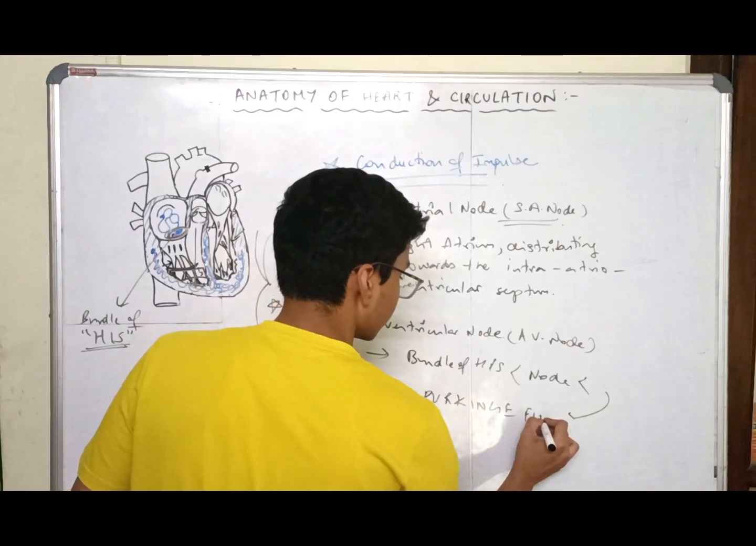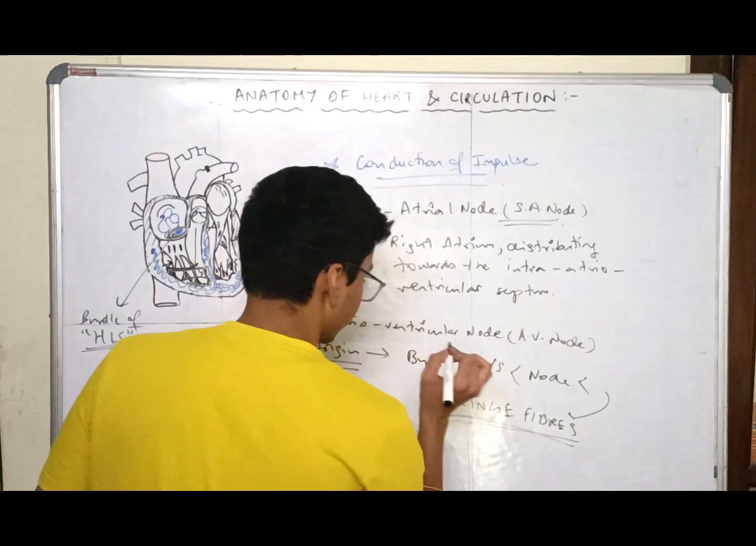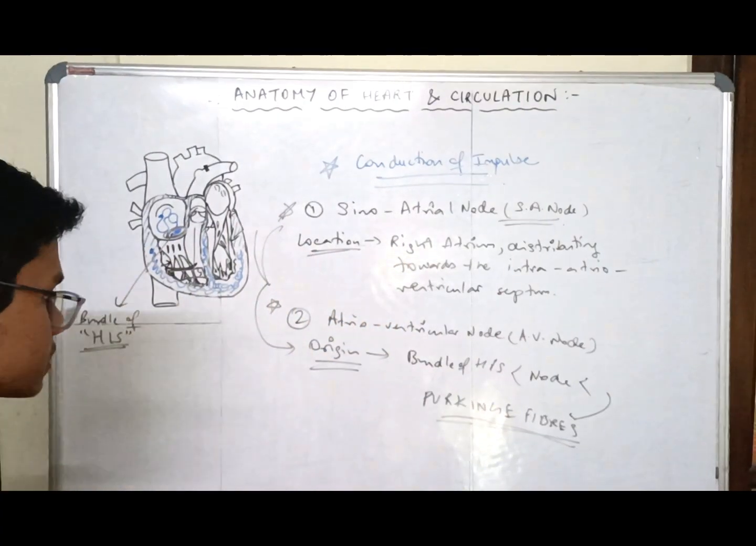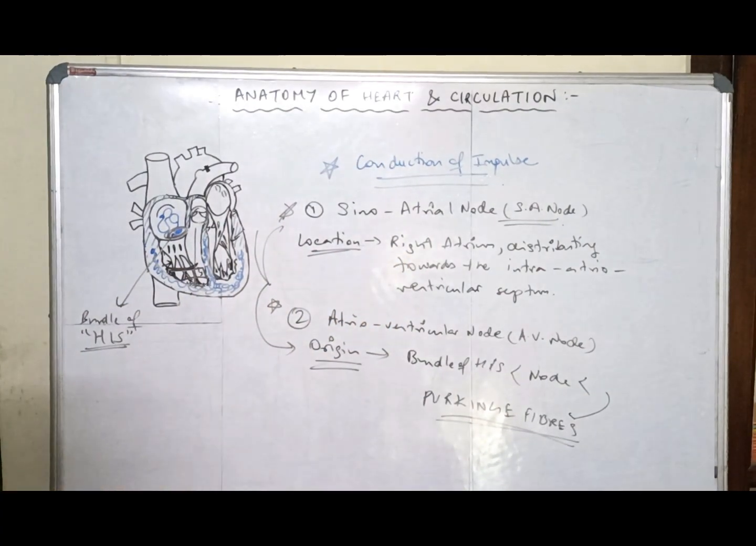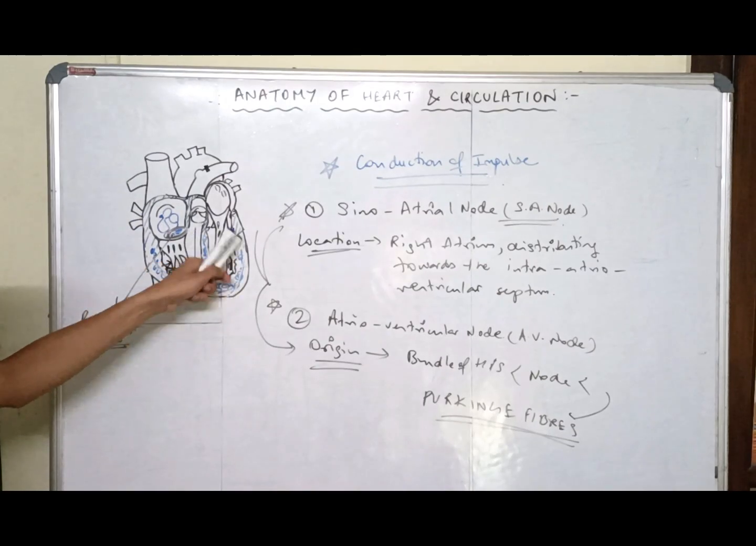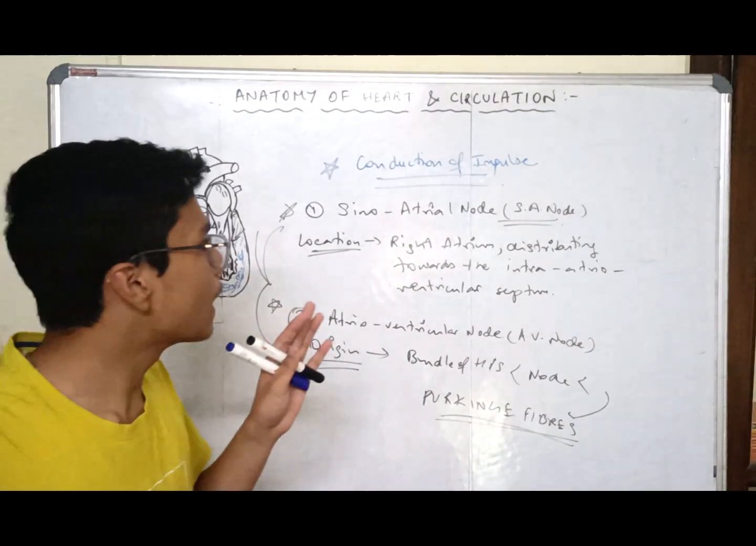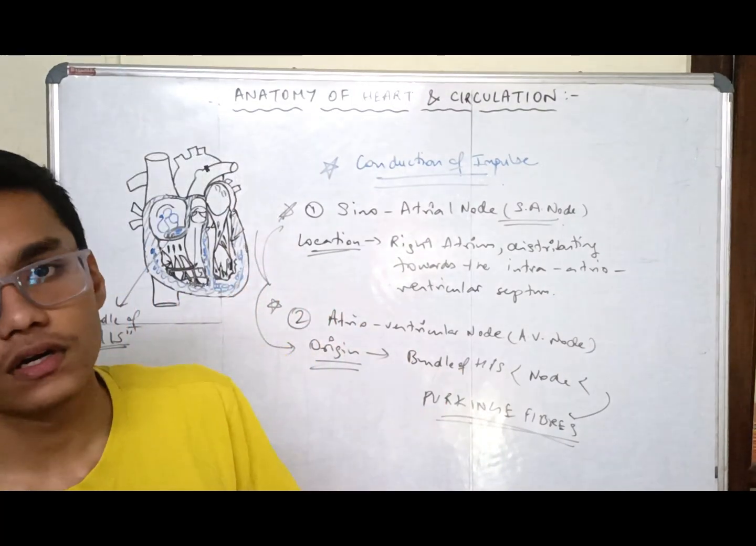Purkinje fibers. Very good. Congratulations. You have got your answer correct. This is the basic idea about the conduction of the impulse. Bundle of His goes to the node, distribution done by the Purkinje fibers. So this concept is the biological aspect of a node.